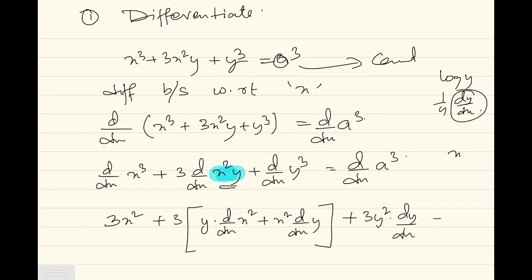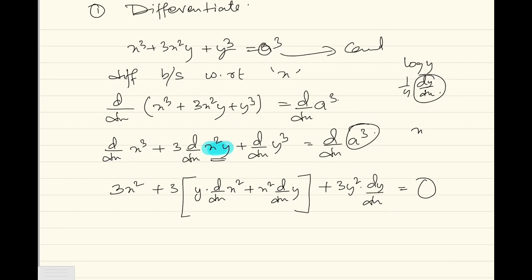Remember that, correct? And finally d/dx of a cube, 0. Don't write 3a to the power 2 etc., because a is a constant. You just write 0, simple, correct?